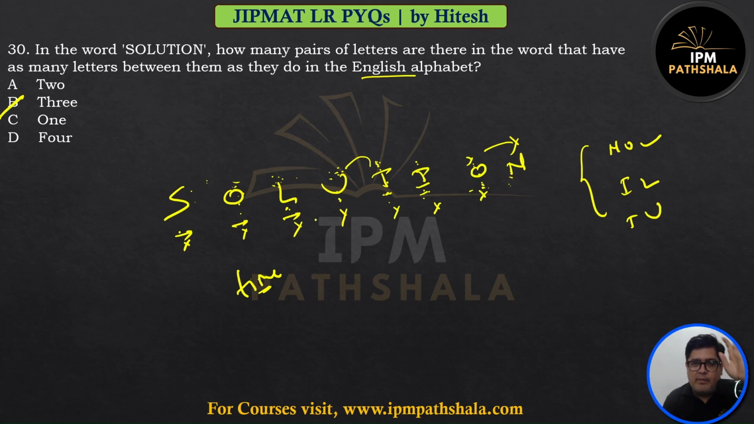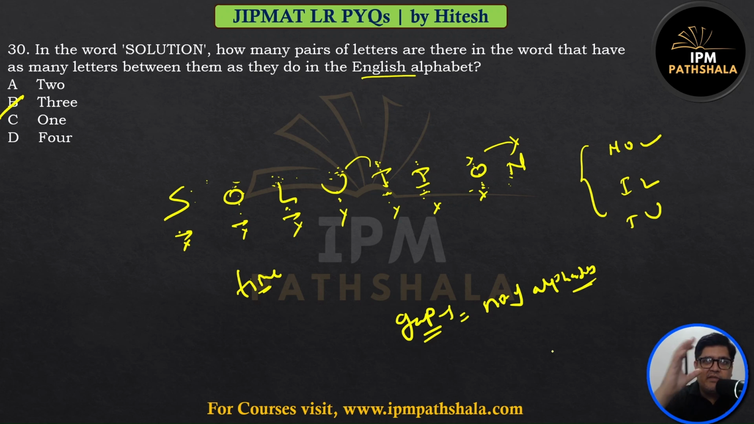If you work with numbers and you can subtract in your mind, what is the approach? The gap minus 1 is equal to the number of alphabets between them. The number based approach is a very fast approach.